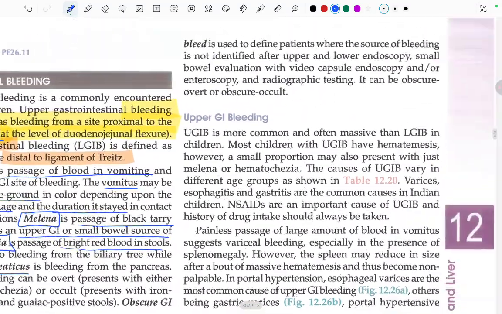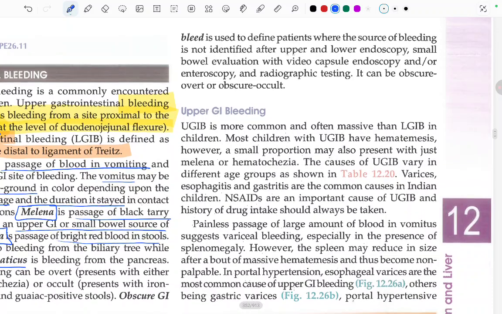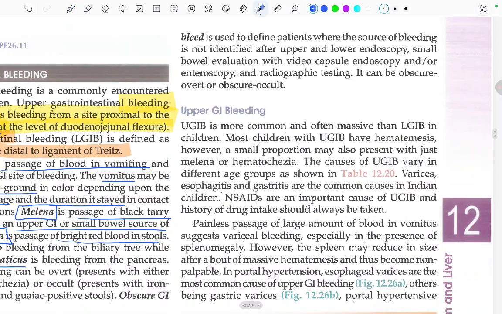Okay. Small bowel bleeding can be overt, presenting with either melena or hematochezia, or occult, presenting with iron deficiency anemia and guaiac positive stools. Okay. Obscure GI bleed is used to define patients where the source of bleed is not identified after upper and lower endoscopy, small bowel evaluation with video capsule endoscopy or enteroscopy, and radiographic testing. It can be obscure overt or obscure occult.